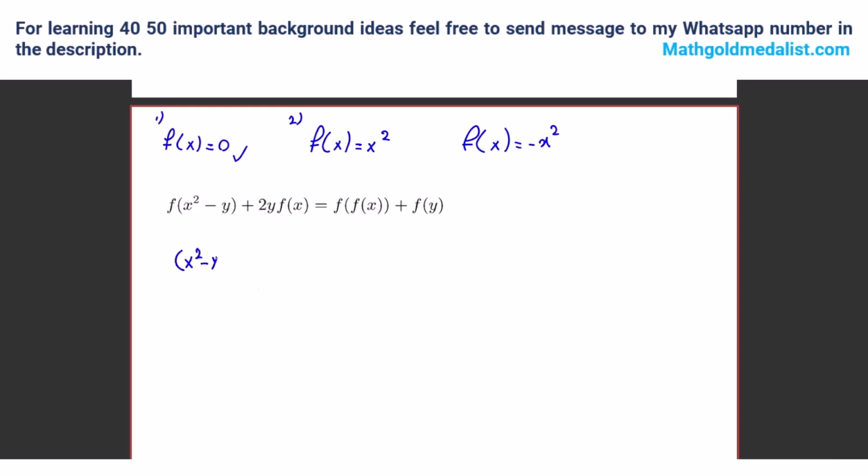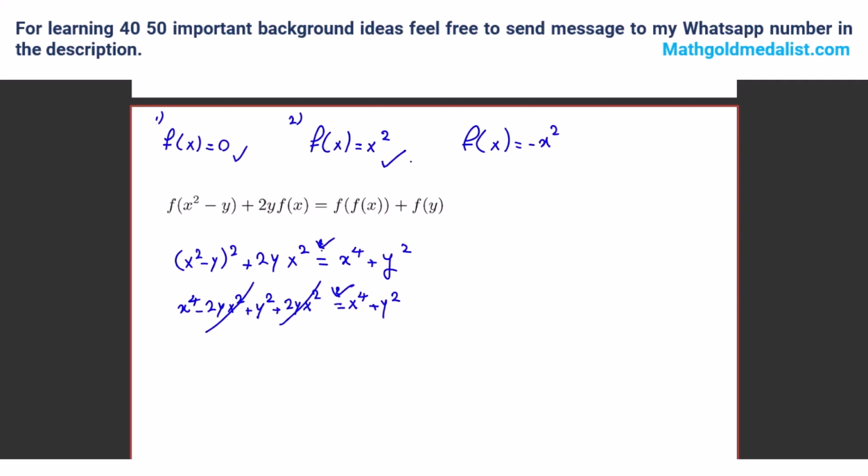Second one, f of x is x squared. This one would be x squared minus y squared plus 2y x squared. Then f of that would be x to the 4 plus y squared. Is it the correct one? If you raise this side to the power of 2, it's x to the 4 minus 2y x squared plus y squared plus 2y x squared, it is equal to x to the 4 plus y squared. Negative 2y x squared and 2y x squared would be cancelled, so x to the 4 plus y squared equals x to the 4 plus y squared. So it is our second answer.